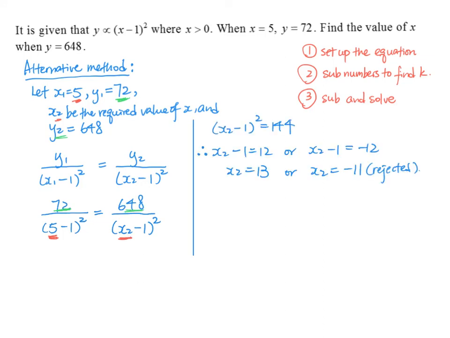And you still end up with pretty much the same quadratic. And of course, you reject the same thing, and you answer your question at the end. When y equals 648, x equals 13.